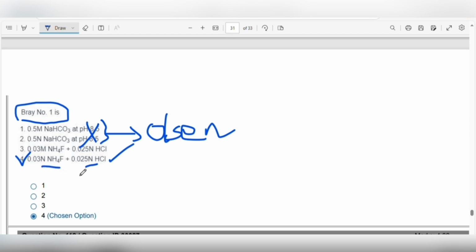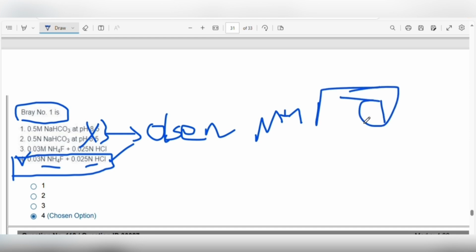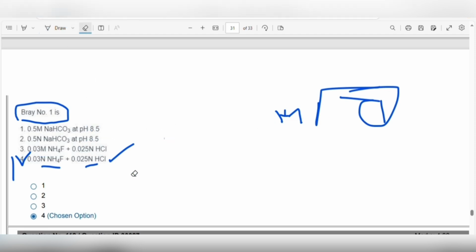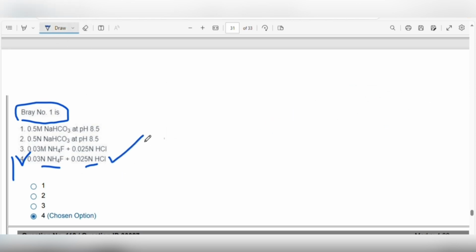0.03 normal NH4F and 0.025 normal HCl. This is the standardized representation of Bray's number 1 reagent. You might argue that option 3 is also correct because molarity and normality will be the same for NH4F, as the N factor of ammonium fluoride is 1. But the standardized expression of Bray's number 1 reagent is option 4. So even though option 3 is correct, the more appropriate option is option 4, and you should go for option 4 and not go for any controversy, because it is 0.03 normal NH4F and 0.025 normal HCl.